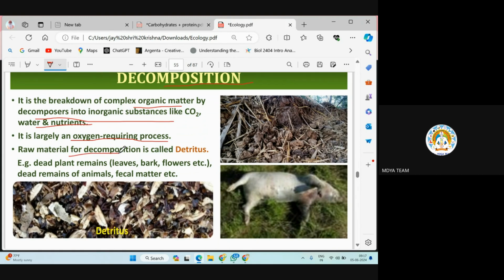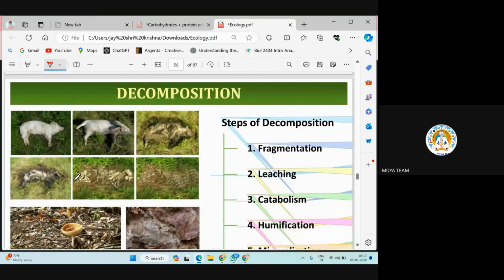The raw material for decomposition is known as detritus. For example, if an animal dies, or a plant's leaves or stem fall off, it is known as detritus, meaning now it is ready to decompose. Dead plant remains, leaves, bark, flowers, dead remains of animals, these are all detritus.